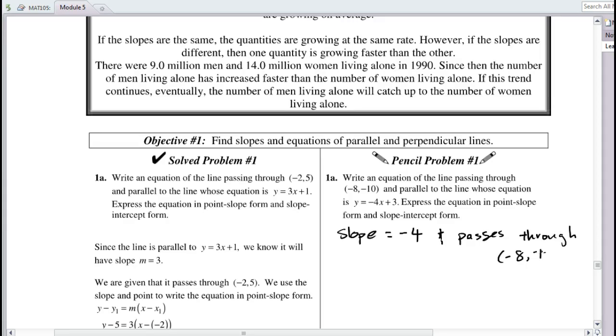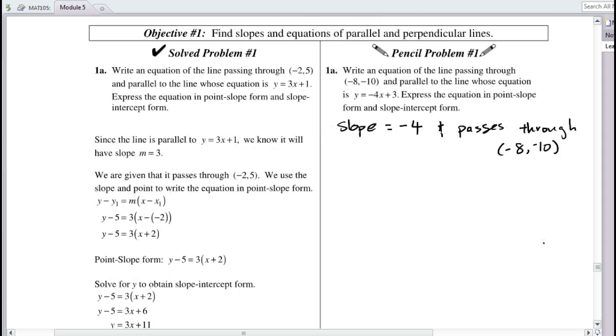and passes through (-8, -10). So now we have all the information we had in the last section, so we can use it the same way, but I will remind you of the point slope formula. So it looks like this, where x0, y0 is the point, and m is the slope. So we just plug that in, y equals -4. And then since x0 is -8, when you subtract it inside these parentheses, it becomes +8. And then since y0 is -10, it becomes -10.